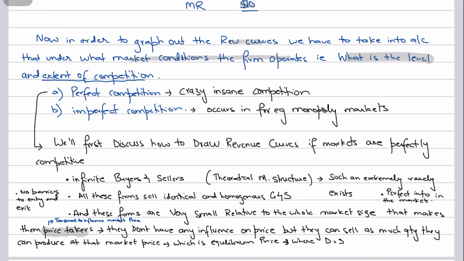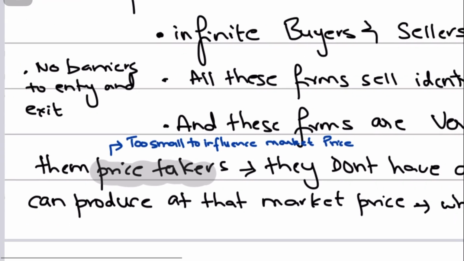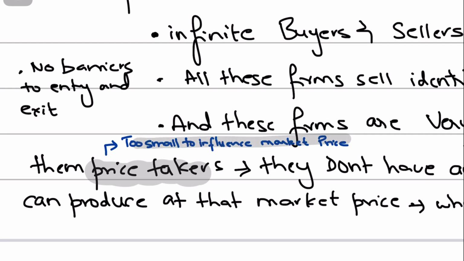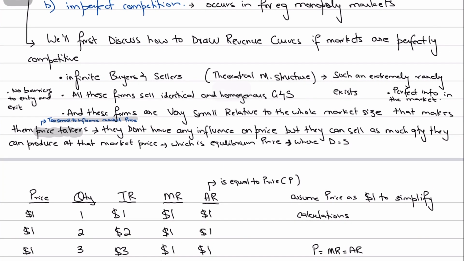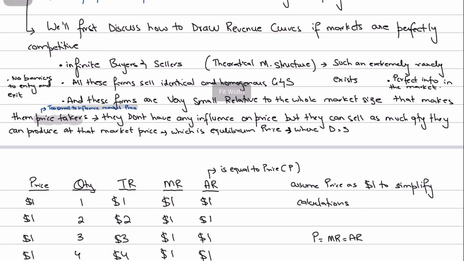And every firm in a perfectly competitive market is a price taker. They're too small to influence the market price. They don't have any influence on prices. They can sell as much output as they want, but they will sell it at that market price only, which is the equilibrium price, right? So that's a very basic overview of perfectly competitive markets. And since we're not studying market structures right now, we'll see a detailed overview when we study perfect competition.